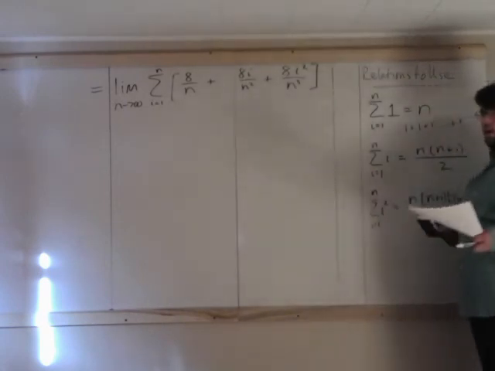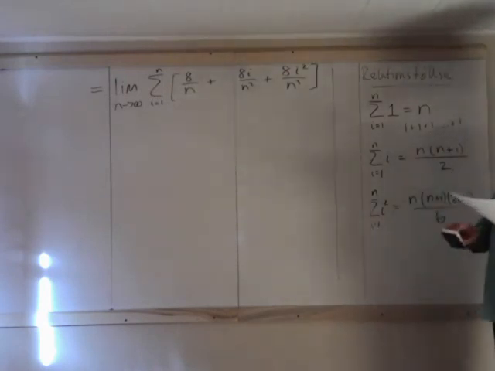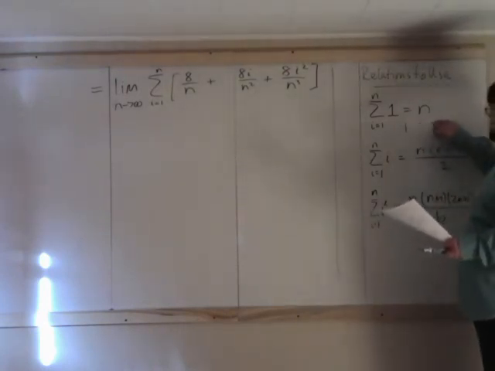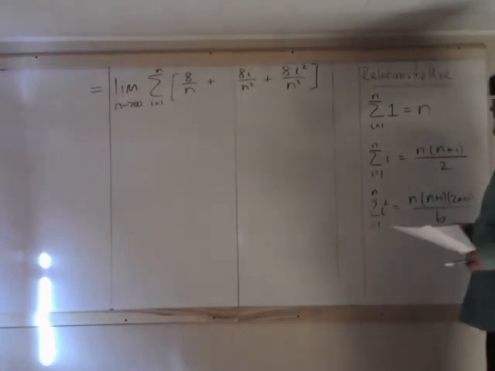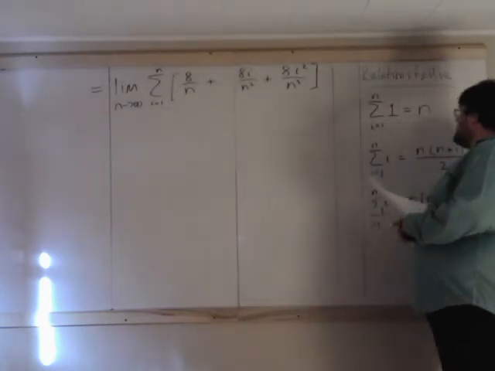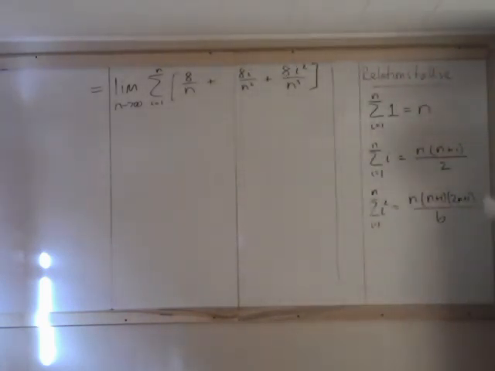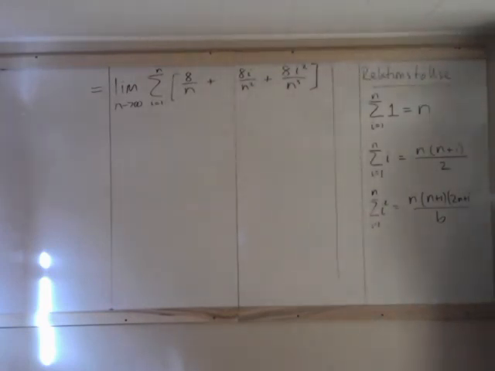If you have 4 copies of 1, 1 plus 1 plus 1 plus 1 is 4. If you have 12 copies of 1, 1 plus 1 plus 1 plus 1 plus 1 plus 1 plus 1 plus 1 plus 1 plus 1 plus 1 plus 1 is 12. I think I counted out 12. 12 is kind of a big number to count to. But that's if you add 1 together n times. What about this next one?